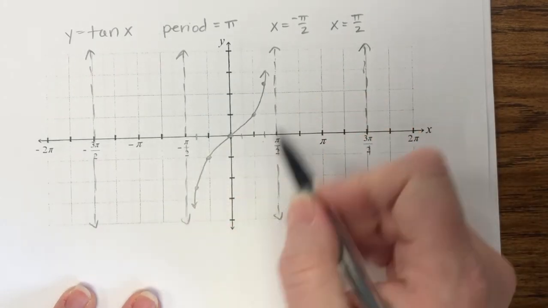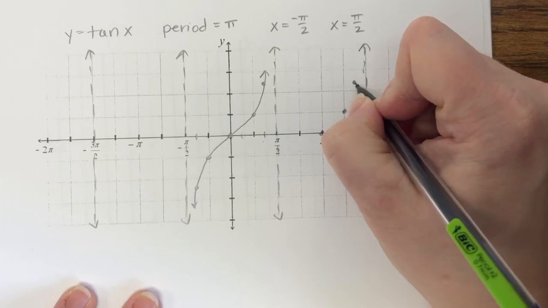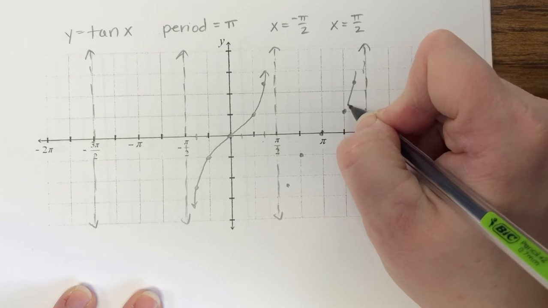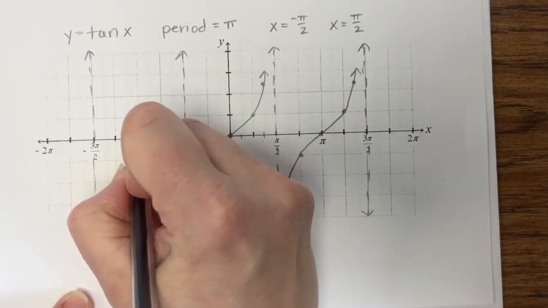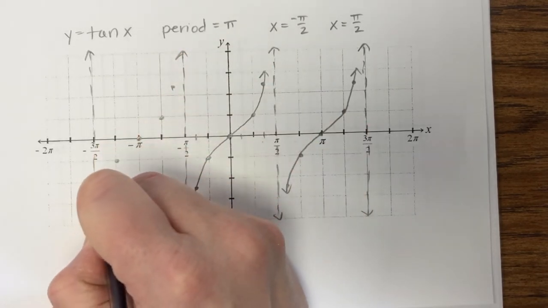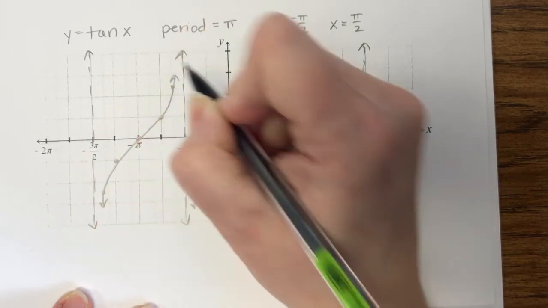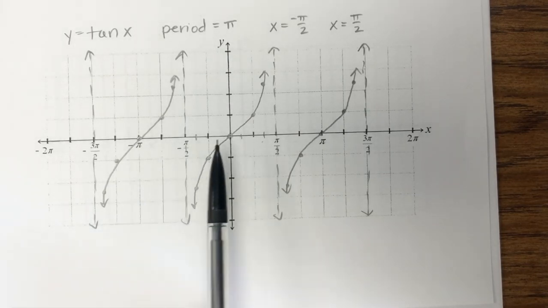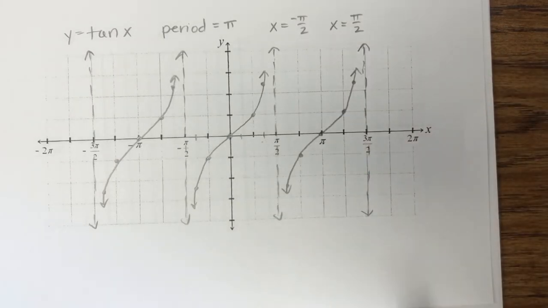And once you get one branch, you can go through and you can then repeat within these other intervals. And repeat that same pattern. So there's my tangent function. Range is all real numbers because it's going up and down forever.